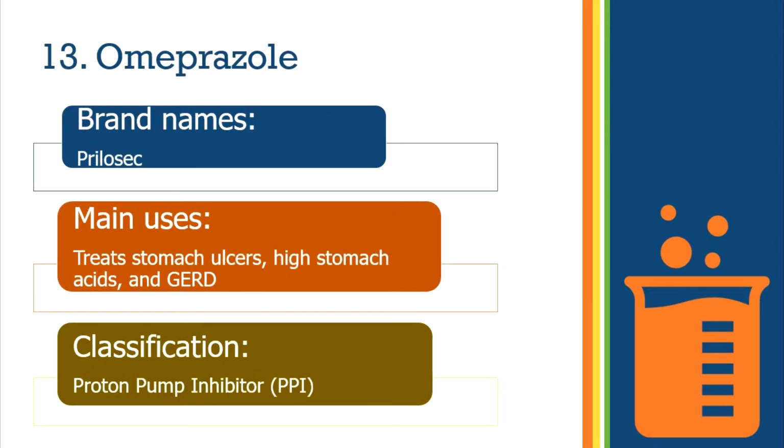Omeprazole, brand name is Prilosec. This medication is used to treat stomach ulcers and high stomach acids. Classification is proton pump inhibitor.